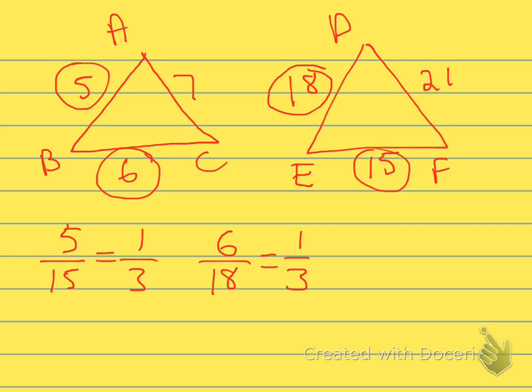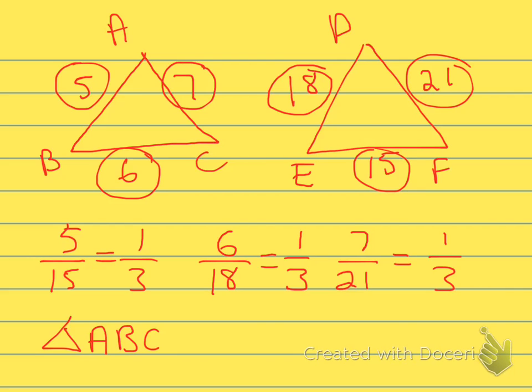Now we'll take the remaining sides, the largest sides, the 7 and the 21, and divide them. 7 over 21 also reduces to 1 over 3. So we can say that triangle ABC is similar to triangle. Now when I named ABC, I went across the short side and then the middle side when I said the letters ABC in that order. So if I want to go across the short side and then across the middle side, I would have to name our second triangle, triangle FED.